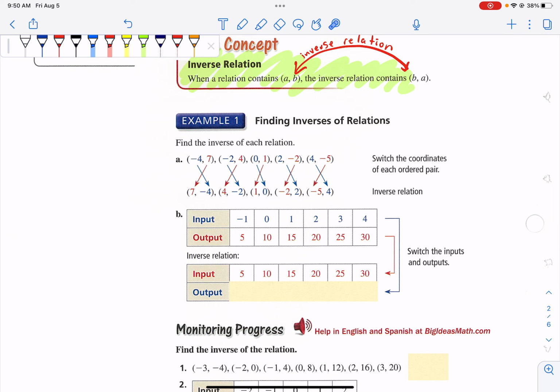So on this top table, my input is -1, my output is 5. So on my inverse relation table, the input is 5 and my output is -1. When the input is 10, my output is 0. When the input is 15, my output is 1. Maybe I should make these boxes, right? I know this is already in your book, but I want you to see it actually being created, okay? When the input is 20, my new output is 2. When it's 25, my output's 3. When it's 30, my output is 4. So those are just switching places, okay?